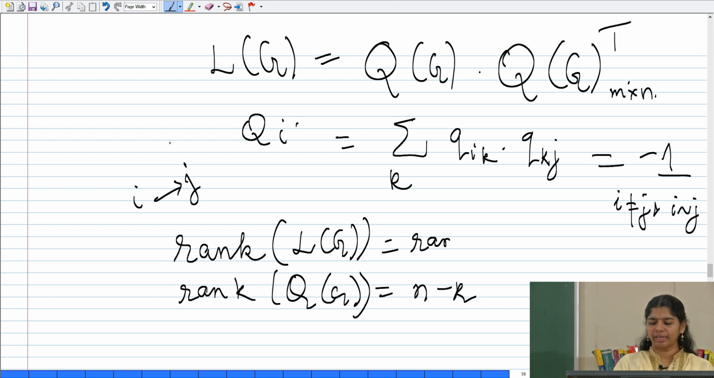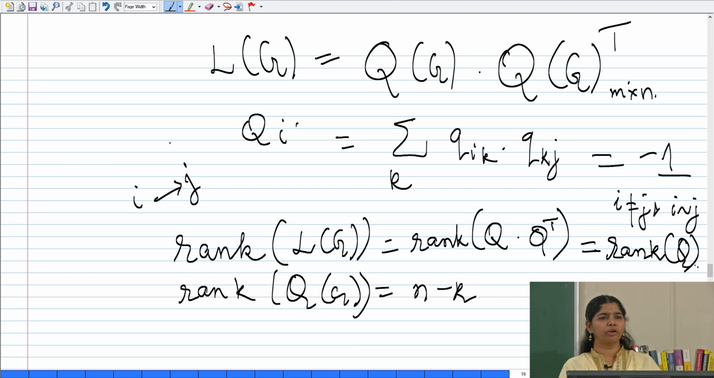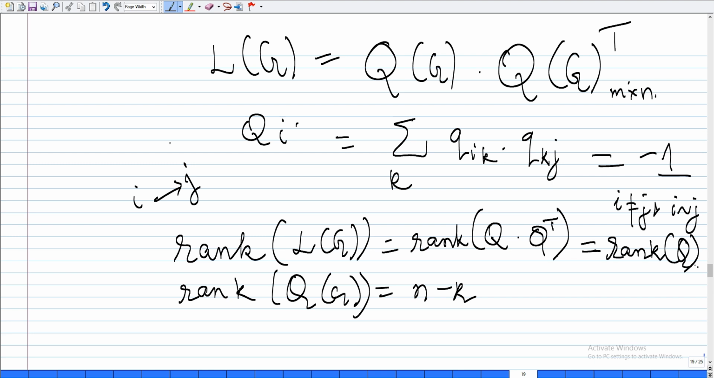So, this should translate to the rank of Q transpose. I just rewrote it from the definition. We can still see that this would be equal to the rank of Q, because Q transpose is a matrix of size m by n, so we will have an n by n matrix which is going to look like L of G. This rank of L of G is equal to the rank of the Q matrix, okay. And hence we can say that the rank of L is going to be equal to n minus k, okay.